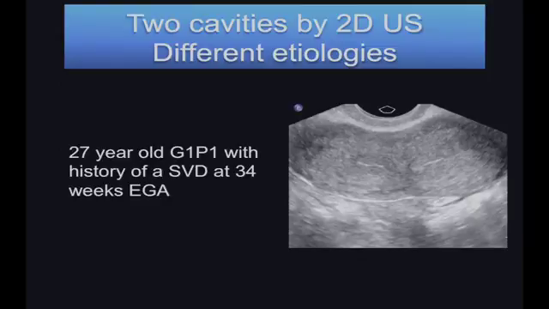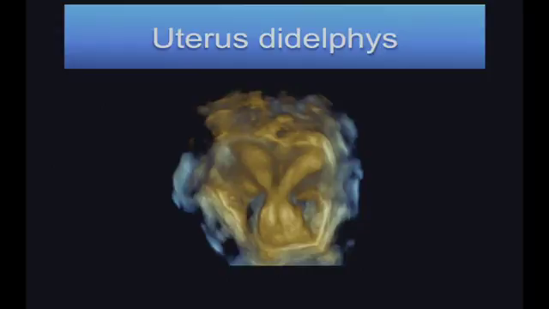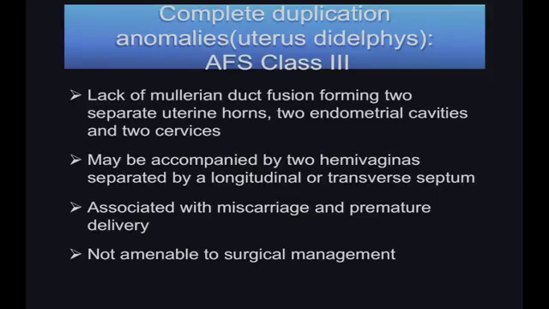This is a 27-year-old gravida 1, para 1, with a history of a spontaneous vaginal delivery at 34 weeks gestational age. We do our reconstructed coronal plane, and we have two separate uterine horns, the uterus didelphys. So this is a complete duplication anomaly, an AFS Class III, where we have lack of Müllerian duct fusion forming two separate uterine horns, two endometrial cavities, and two cervices.